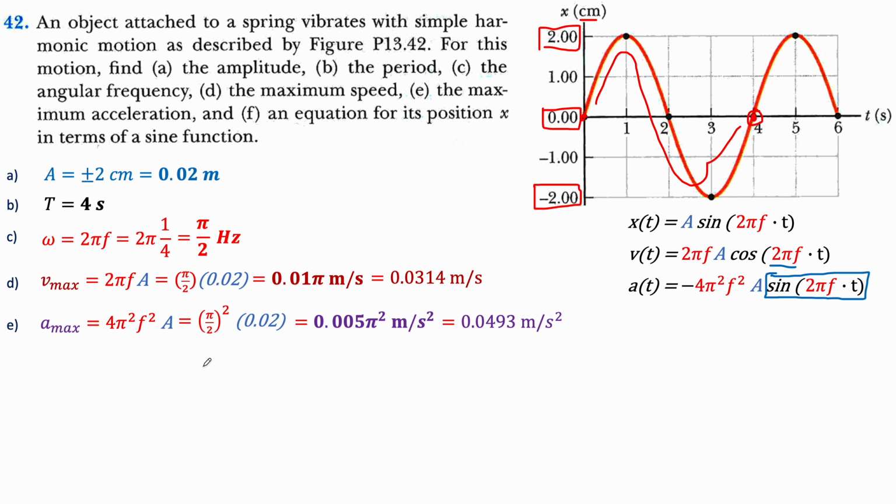And then finally F, an equation for the position in terms of the sine function. Well, we've already done all the work. We know the general form is this. All we have to do is plug in our amplitude and what 2 pi f is equal to. In this case, it just becomes 0.02 times the sine of pi over 2 times t.